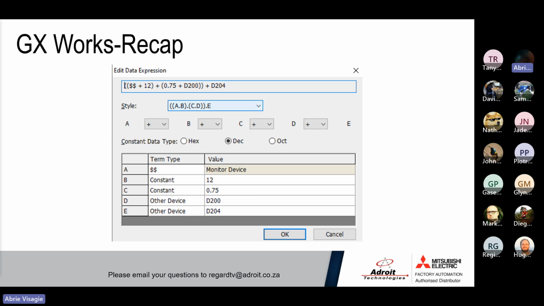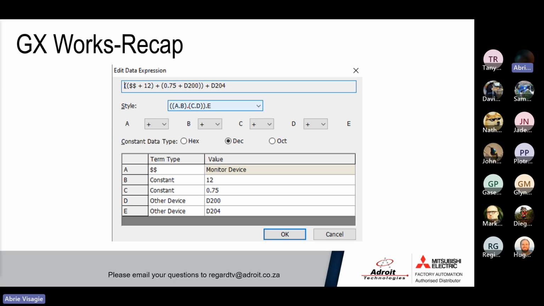Now, just a quick recap as to how the expressions are set up. First, we will see the data expression over here. This is the final expression expected from how you're setting it up further down in the edit expression window. So first, we start with the style.